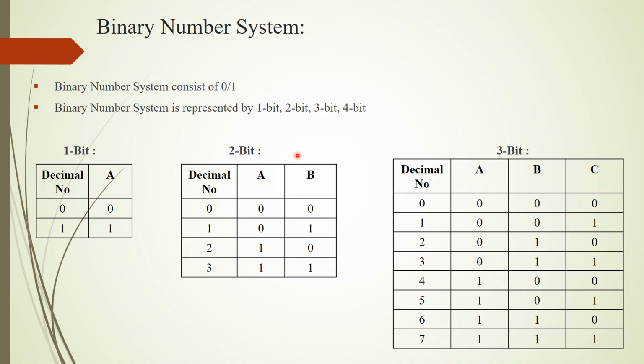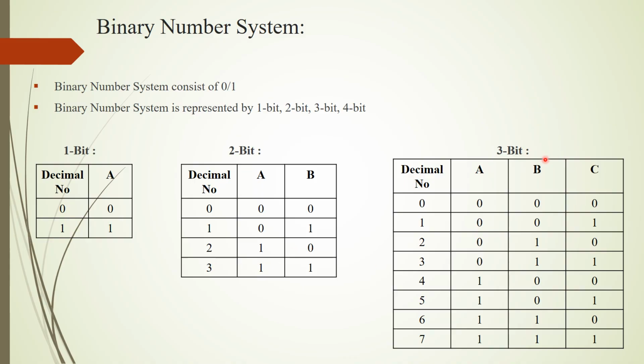This is the truth table for the 2-bit binary number system. If we use the 2-bit binary number system, we require 2 bits, A and B. There are 4 possibilities: 0 0, 0 1, 1 0, 1 1. So in the 2-bit binary number system, decimal 0 is represented as 0 0, 1 is represented as 0 1, 2 is represented as 1 0, and 3 is represented as 1 1.